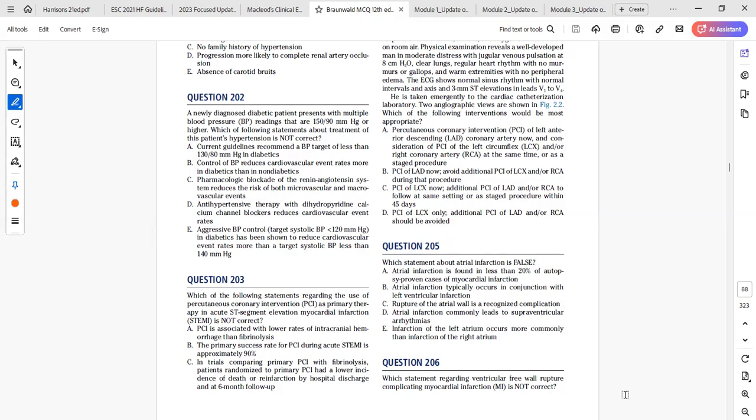Now, we need to know that atrial infarction occurs in about 7 to 17% of patients who have autopsy-proven cases of myocardial infarction. When they've had a myocardial infarction and an autopsy was done, about 7 to 17% of them had this atrial infarction. And it's worth knowing that atrial infarction is often seen in conjunction with a left ventricular infarction. So both can occur at the same time. And they're actually more common in the right atrium than the left atrium.